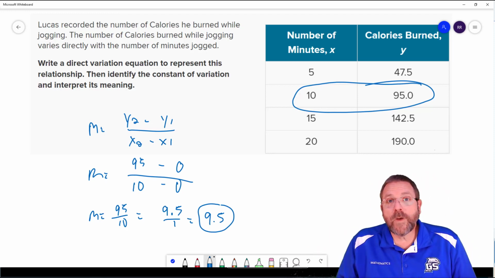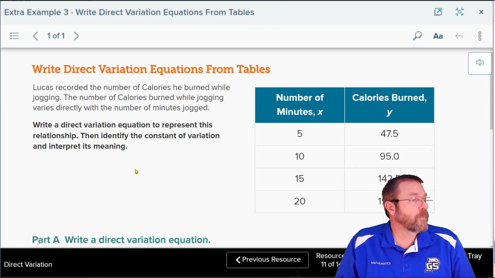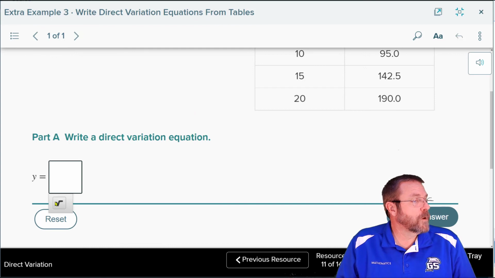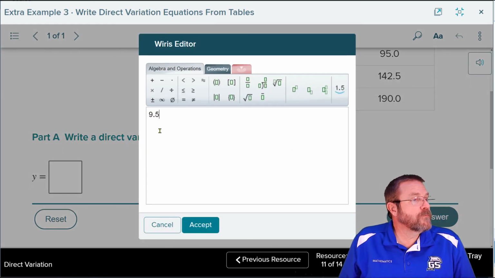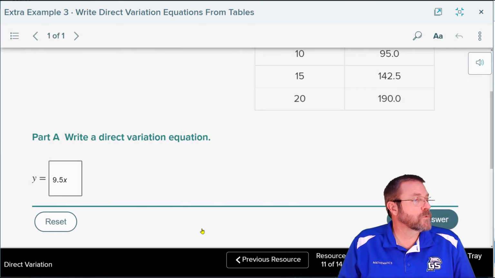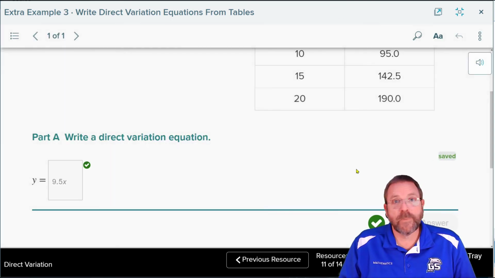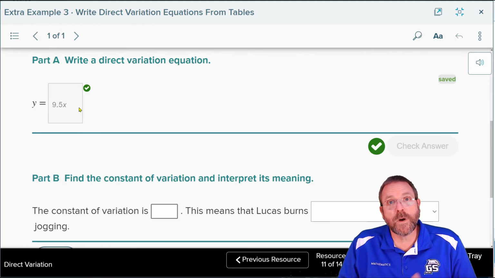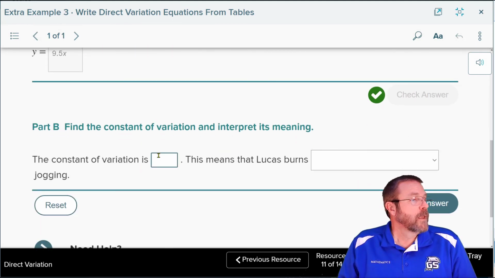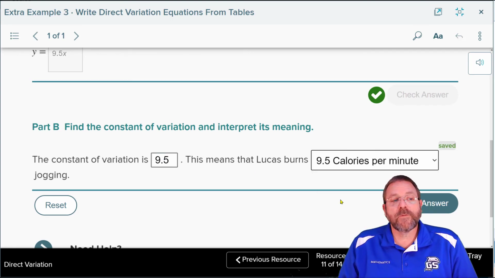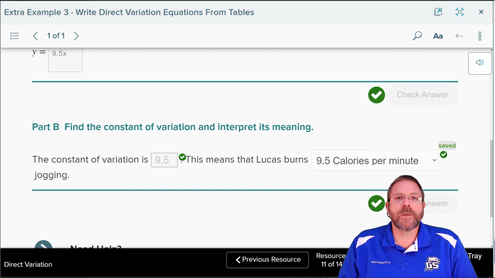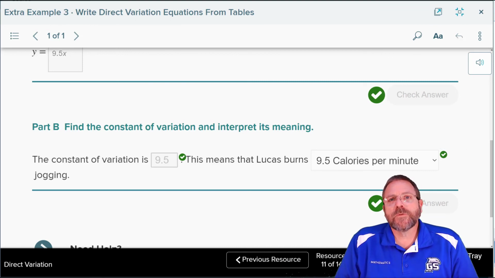So my slope value is going to be 9.5, and I can jump back over to my problem here, and we're putting in the equation, which is going to be 9.5 times x, and we're going to hit accept and check. That part checked. So my equation is y equals 9.5x. The constant of variation is going to be your 9.5, and that means he burns 9.5 calories for every 1 minute that he exercises. That is it for this lesson.